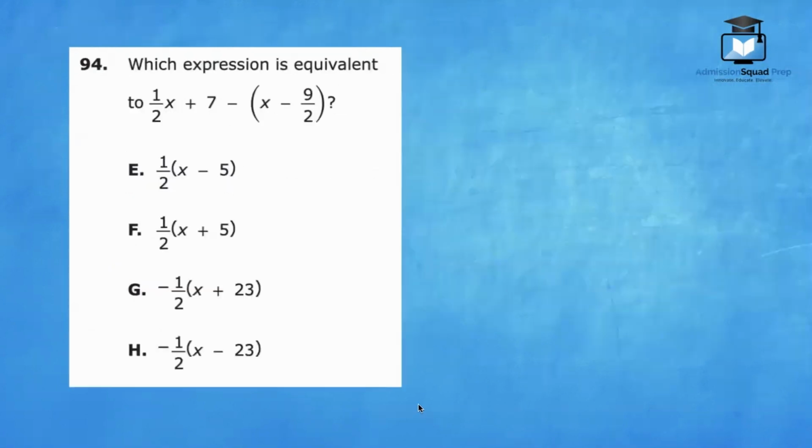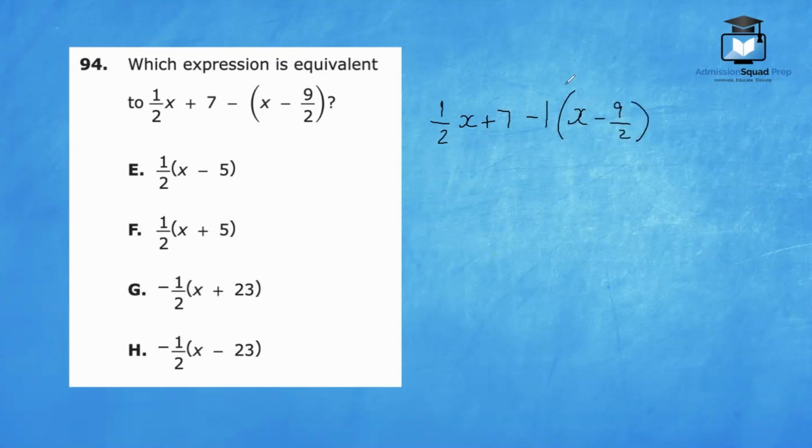Number 94, which expression is equivalent to 1/2 x plus 7 minus, open parentheses, x minus 9, close parentheses, over 2? Let's distribute. We'll start off with 1/2 x plus 7 minus, and anytime you have just an operation right outside the parentheses, you can put an imaginary 1 right there. So we will end up multiplying both terms in the binomial by -1. Our new expression is 1/2 x plus 7 minus 1x plus 9/2.